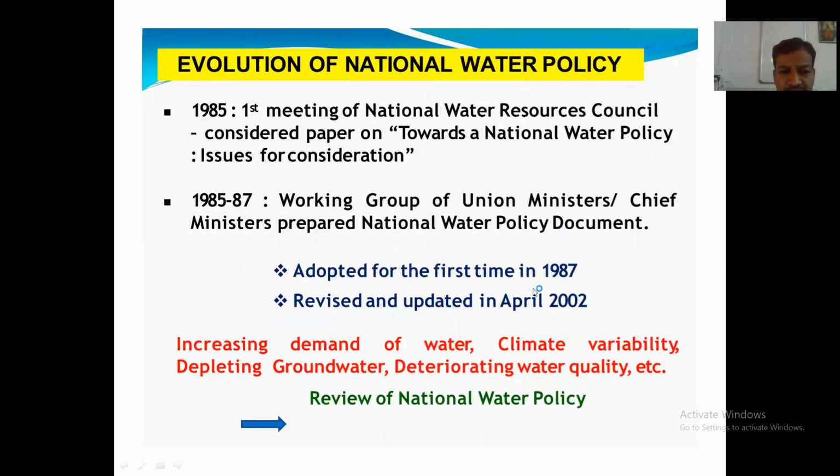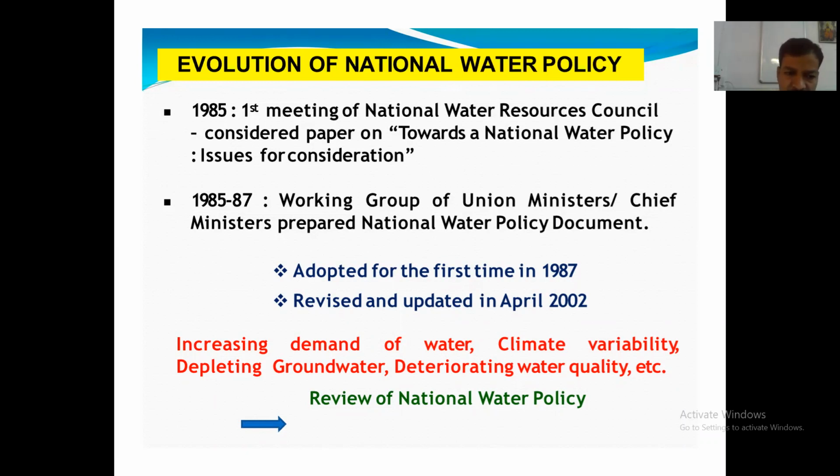So in the year 1985, the first meeting of the National Water Resources Council was arranged. In that, emphasis was given to making the national water policy, and issues for consideration were taken up. Different issues were considered in the year 1985 in the first meeting of the council. And from 1985-87, a working group of union ministers and chief ministers prepared the national water policy document.